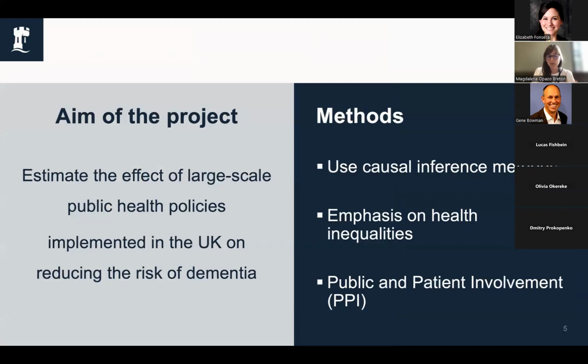So the aim of my project is to estimate the effect of large-scale public health policies implemented in the UK on reducing the risk of dementia. And this project will use causal inference methods. It will have an emphasis on health inequalities, and will also have a strong public and patient involvement. This is called PPI in the UK.